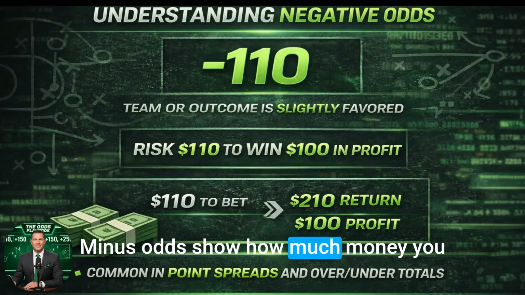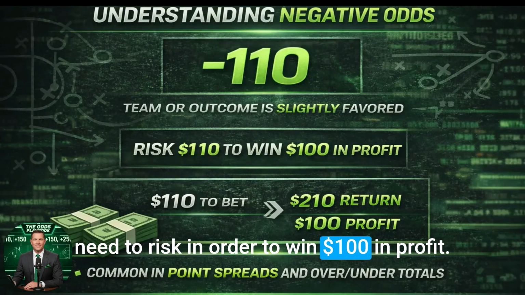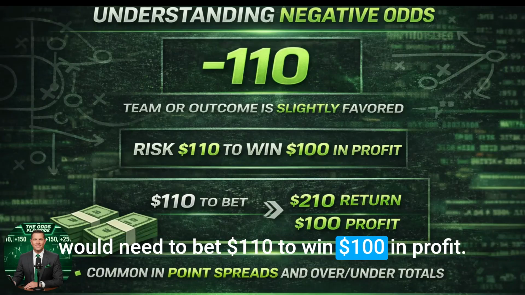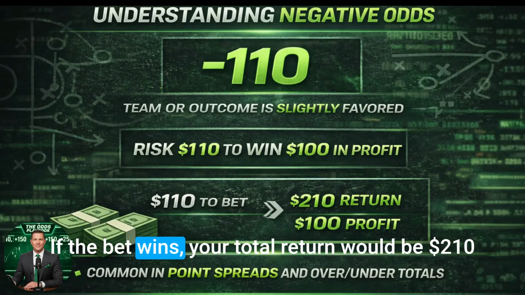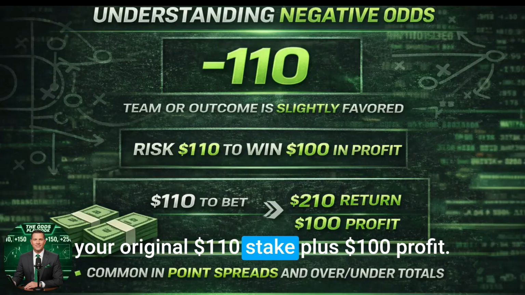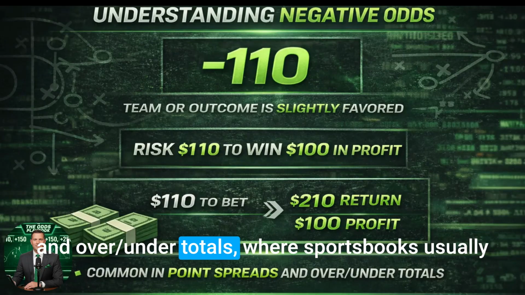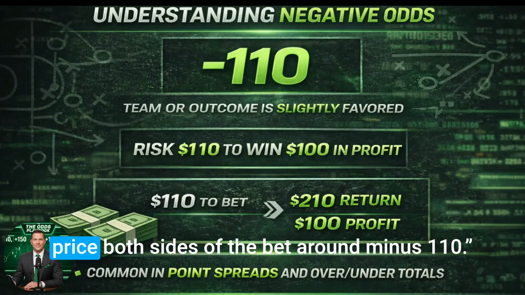Minus odds show how much money you need to risk in order to win $100 in profit. So for example, if you see minus 110, you would need to bet $110 to win $100 in profit. If the bet wins, your total return would be $210, your original $110 stake plus $100 profit. This type of odds is very common in point spreads and over-under totals, where sportsbooks usually price both sides of the bet around minus 110.